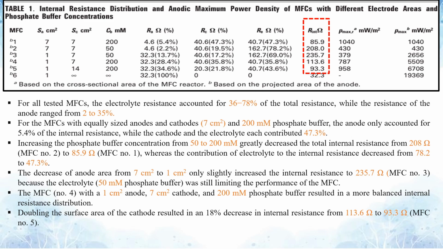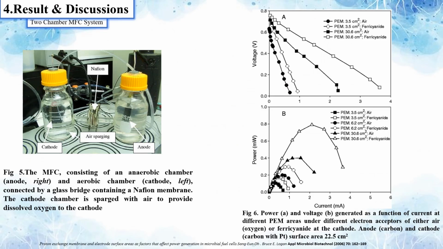Till the last slide we discussed single-chamber membraneless microbial fuel cells. This slide shows the dual-chamber microbial fuel cell construction and obtained experimental results. Figure 5 shows the microbial fuel cell, consisting of an anaerobic chamber, anode, right, and an aerobic chamber, cathode, left, connected by a glass bridge containing a Nafion membrane.